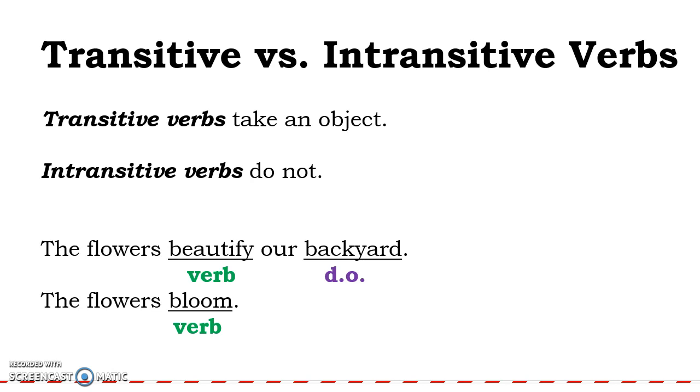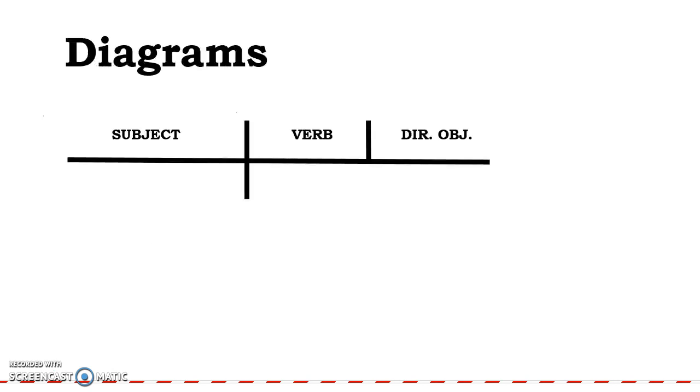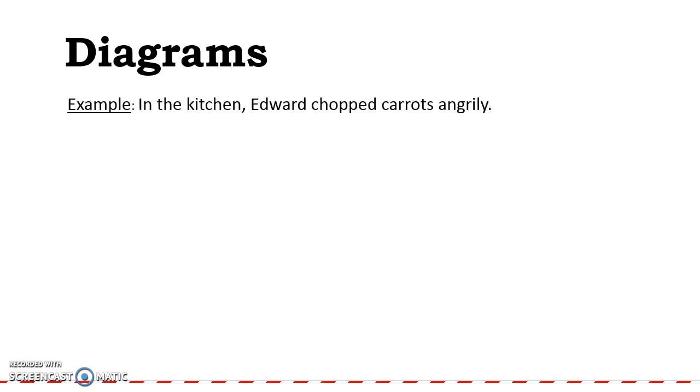And so the question is, how do you diagram a sentence with a transitive verb and a direct object? Let's take a look. Subject, verb, direct object. There's a vertical line between the subject and the verb as always. There's also a half a vertical line between the verb and the direct object. I'll show you how to diagram this kind of thing with an example sentence.